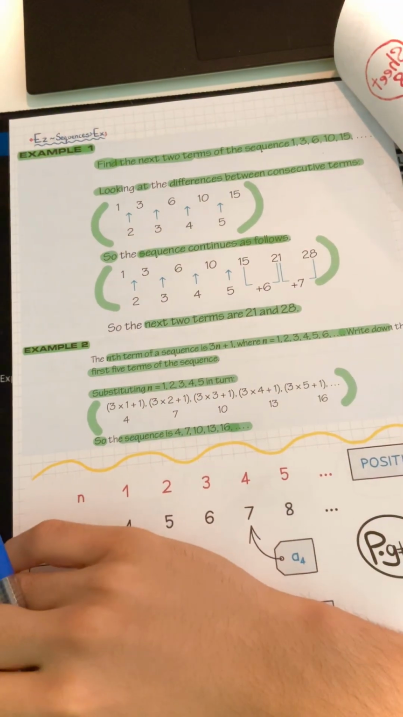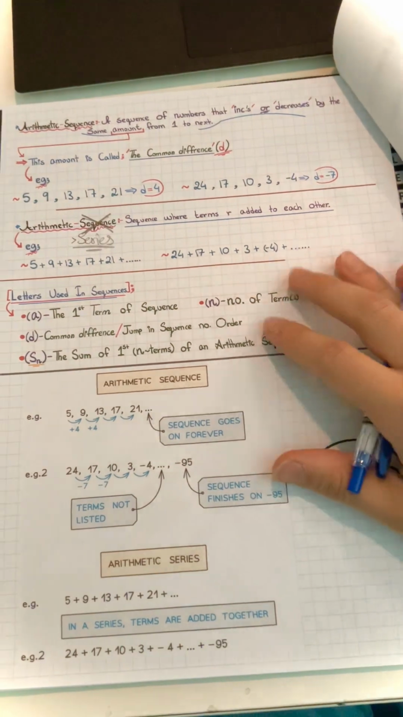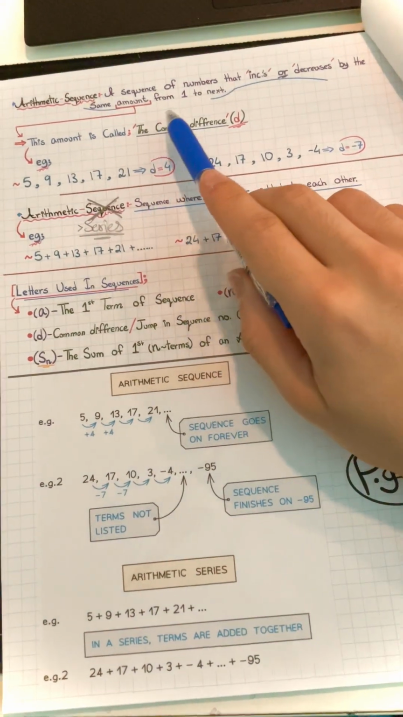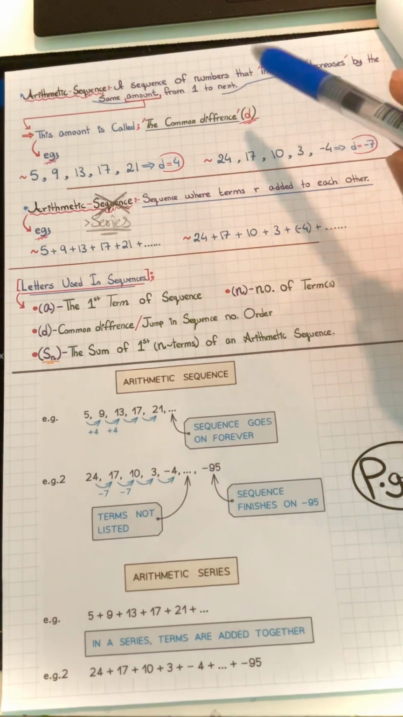This page is just a revision, so I'm just going to skip this one. Coming here, an arithmetic sequence. An arithmetic sequence is a sequence of numbers that increases or decreases by the same amount from one to the next.